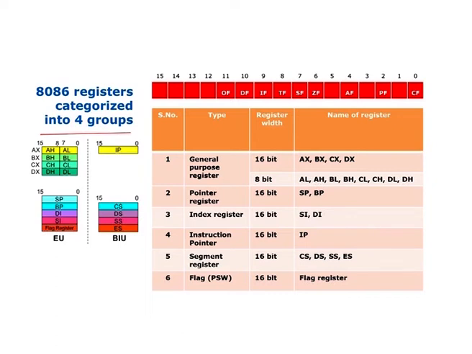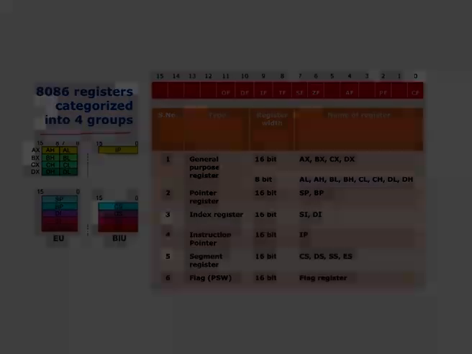Then next we have the flag register. It is also known as PSW, that is the program status word. Flag register, as we have already discussed in the last lesson, includes 9 flags, in which 5 are the same as they were in the 8085, that is sign, carry, zero, auxiliary carry and parity, and the 4 new flags introduced in 8086 are trap, interrupt, direction and overflow.